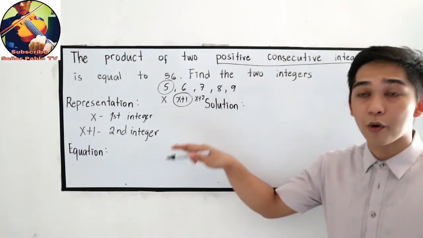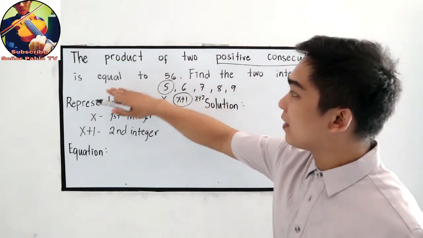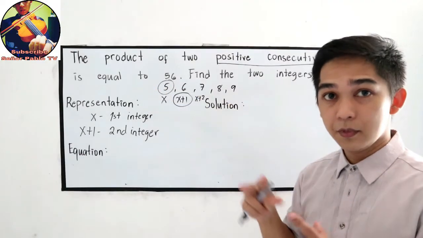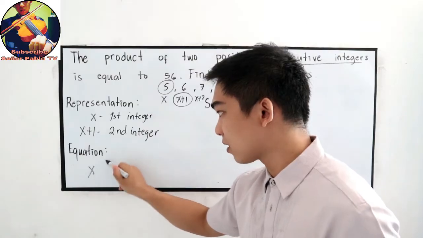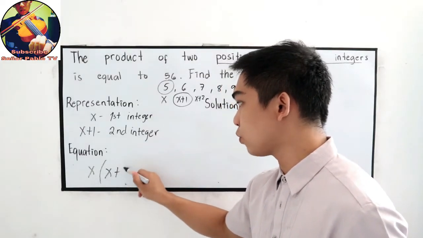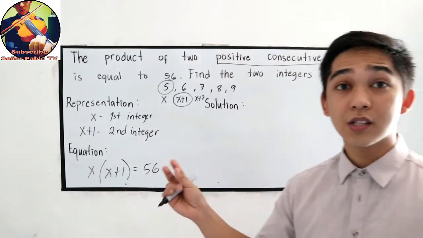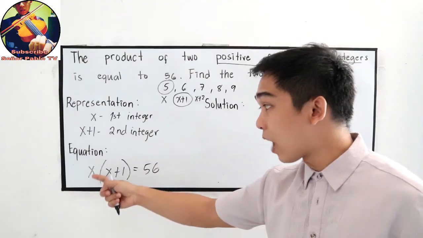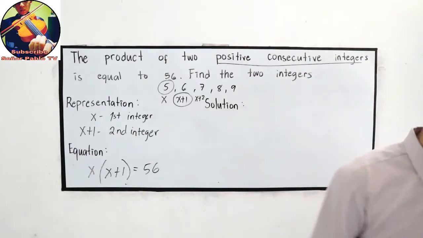Now, go back to our question. Whose product is equal to 56? So their product is 56. So our equation, x times x plus 1 is equal to 56. So you just need to multiply the first and second integer. That will be our equation. Now, let us proceed to our solution.